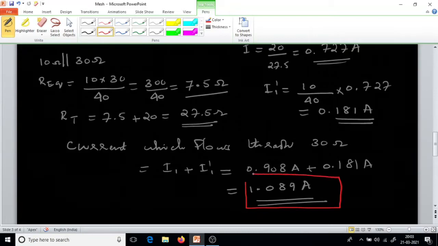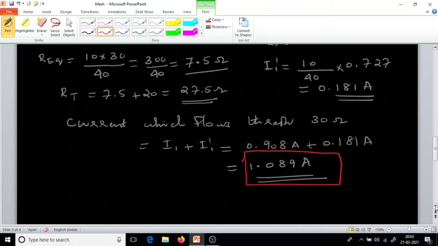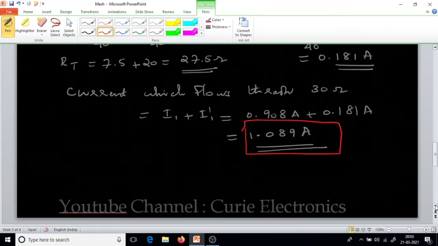Now the same problem we will solve with mesh analysis. We'll go with the mesh analysis.